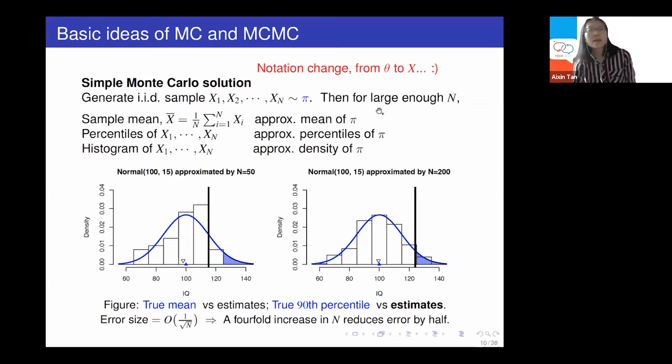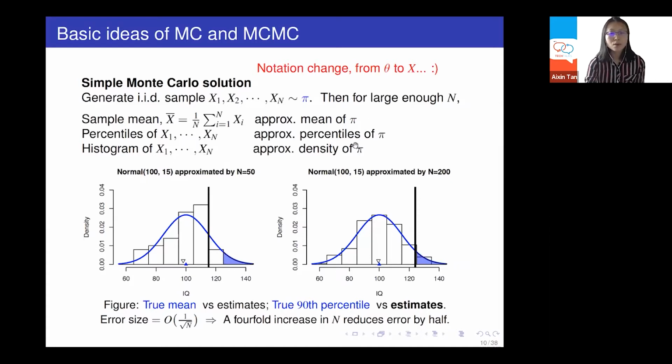Okay, now I'm going to dive into the basic ideas of that third solution, Monte Carlo and Markov chain Monte Carlo. First, simple Monte Carlo solutions. I'm going to generate IID samples from the distribution pi. Using this solution requires you to be able to generate IID samples from pi. And for a large enough capital N, you would say the sample approximates pi sufficiently so that the sample mean, sample percentile, and so on will approximate the true mean and true percentile of pi.